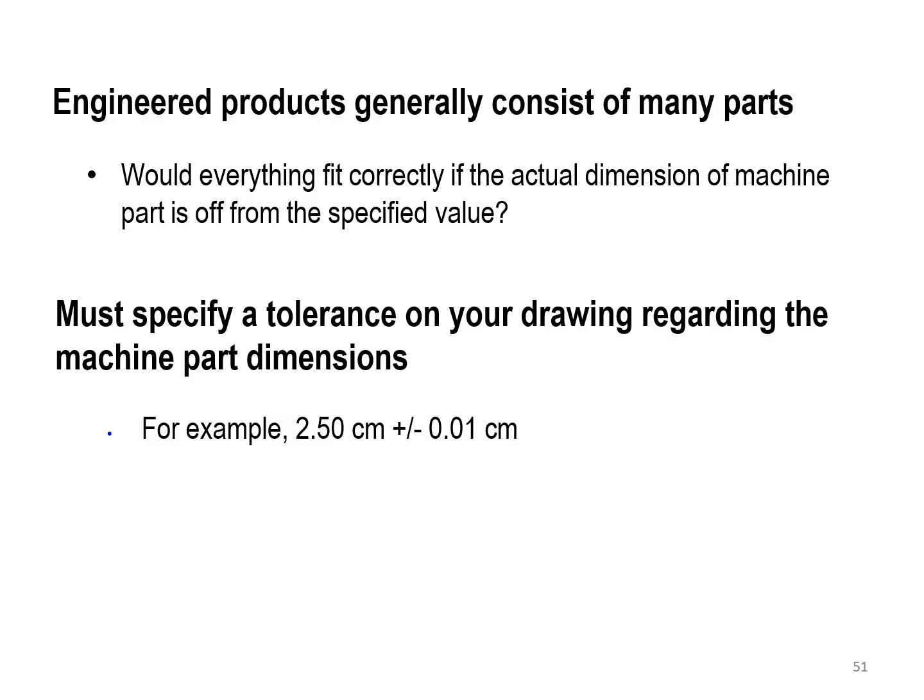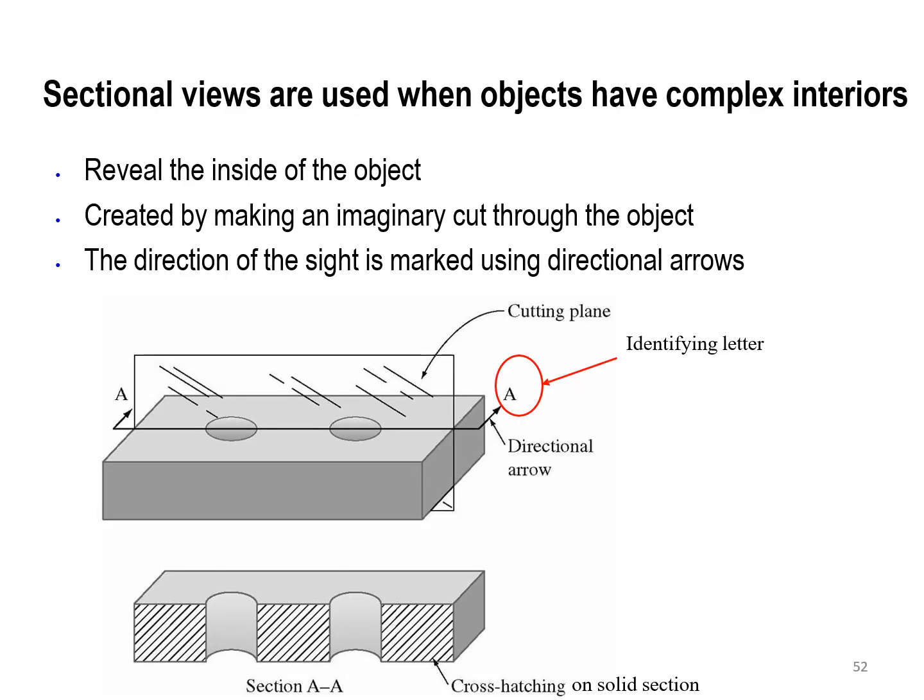So for this one, for example, we said that we have 2.5 centimeters plus or minus 0.01 centimeters. So we're going to have the chance for the dimension to be either 2.51 or 2.49. So we give tolerances for the manufacturing process.